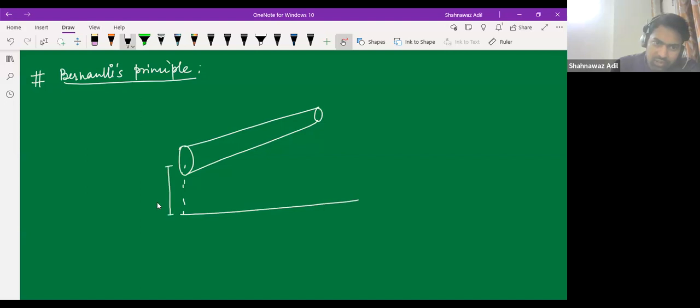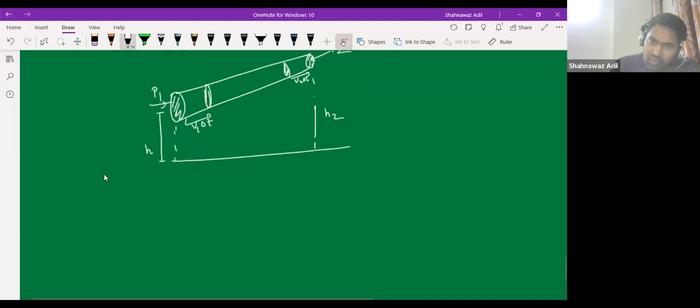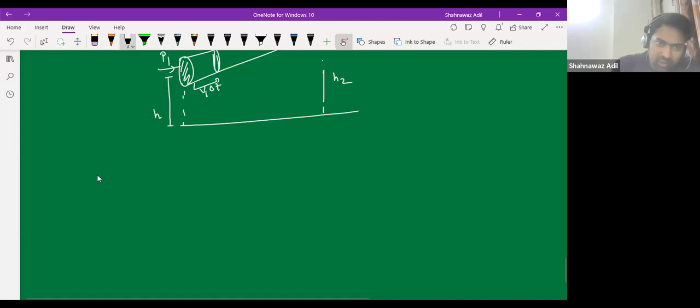This height H1 and pressure P1, and this was height H2 and pressure P2. And then we had derived that from Bernoulli's principle.